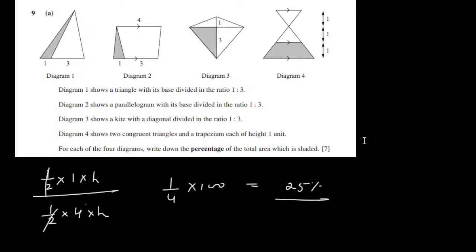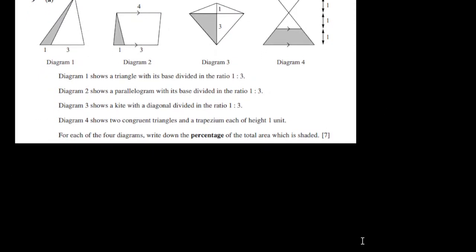Now the formula for the parallelogram is base into height. For parallelogram it's base into height, and for triangle it's half into base into height. So again for the second one, I am doing this for the parallelogram. The area of the shaded part is half into base, we consider 1, into height, suppose we consider h. Then for the parallelogram it is base which is 4 and height is h. So this h will cancel and we'll get 1 upon 8.